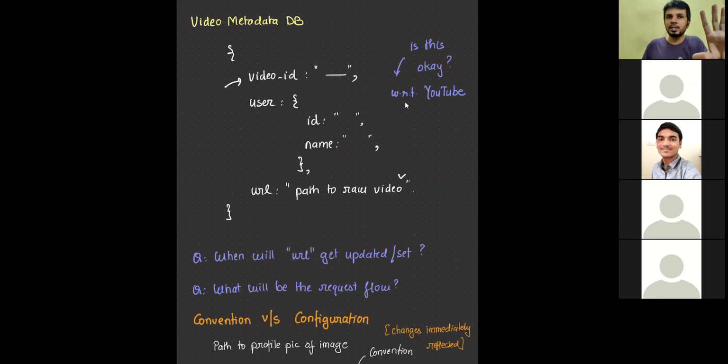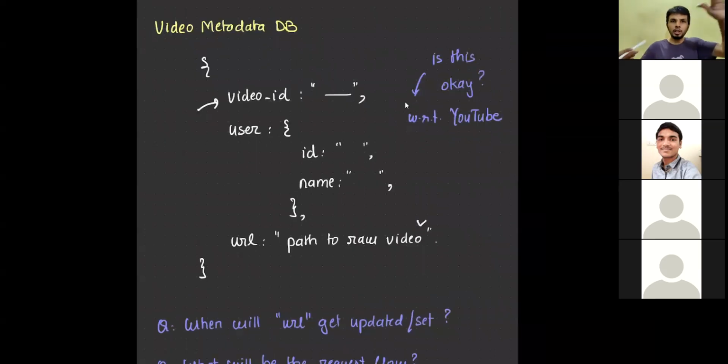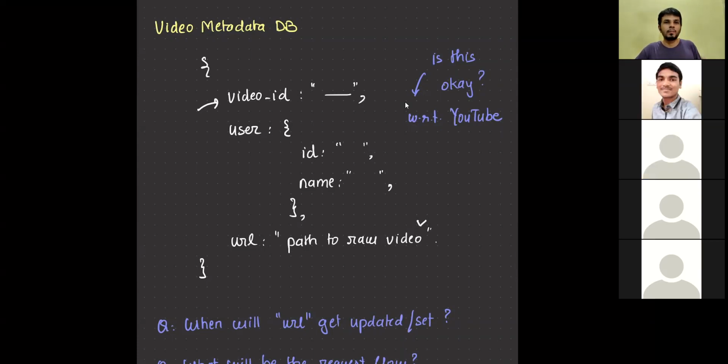This is a typical structure, but do you think it is okay for YouTube? Video ID, user, and URL. Views and stuff. The number of views and analytics, but is there anything missing here? Is anything wrong? Why would you store the user info with every video? It's too much. If a user updates his name or something, it's a little difficult. That is one concern. Okay, but also, why would you store the path of the raw video?